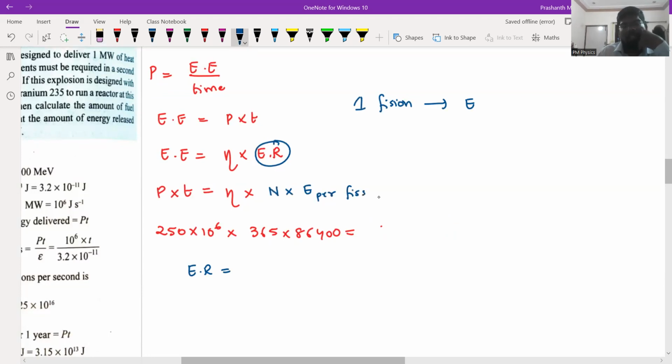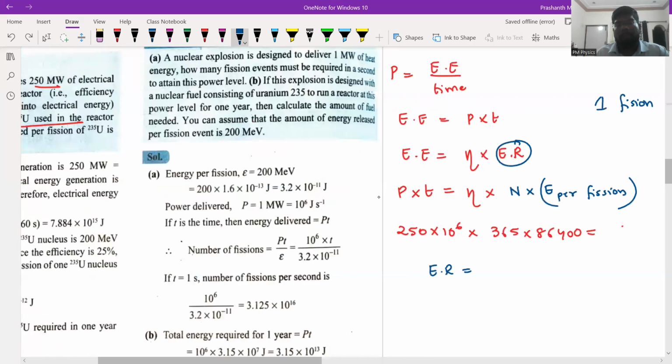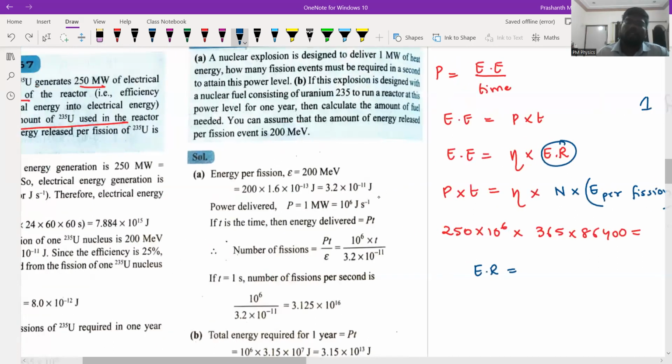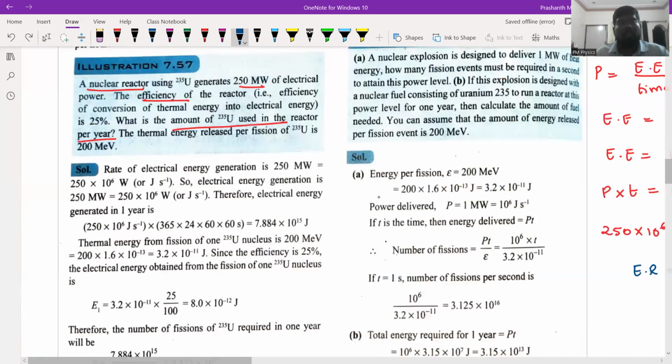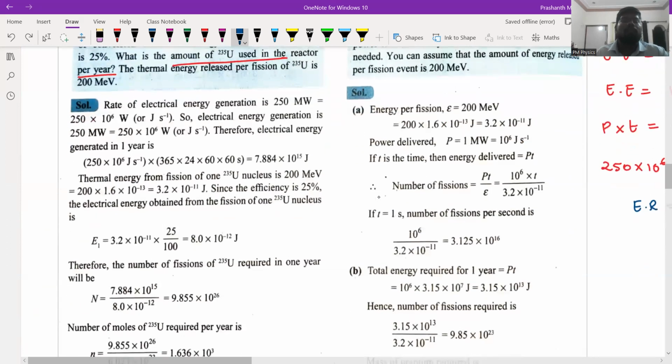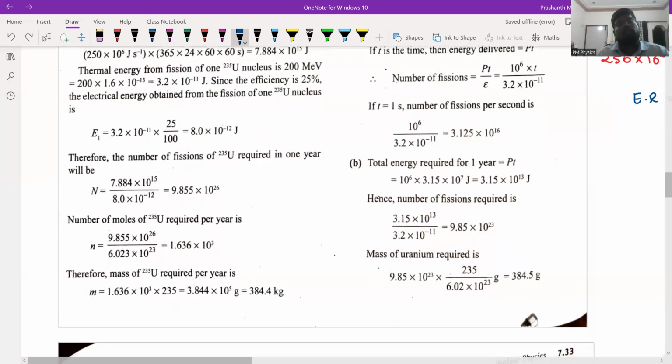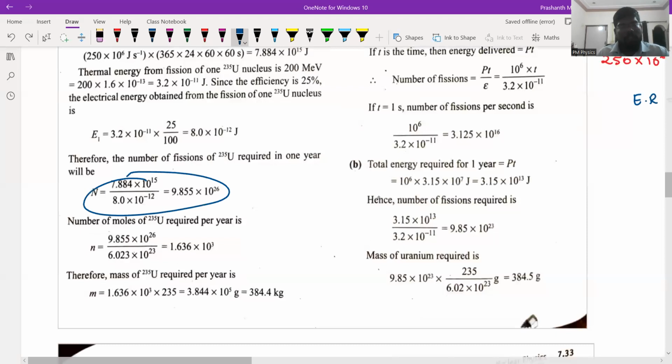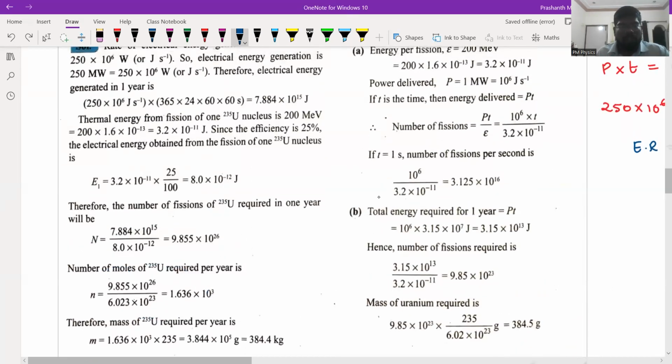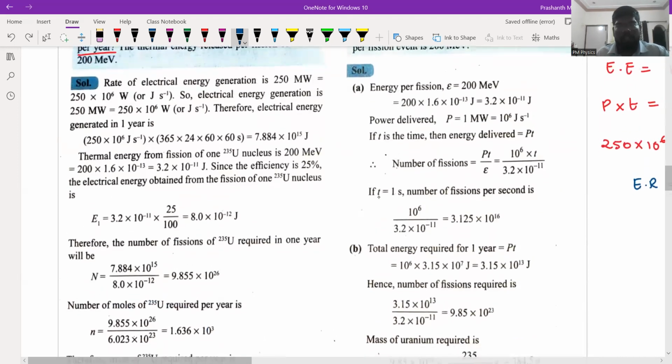We should take it. Now we know this value. Now we'll get the number of fissions. If you know the number of fissions, then that is the number of atoms required. If you know the number of atoms, then we'll know the number of moles required. We'll know the number of fissions, then the number of atoms, and then the number of grams or kgs. Understanding? How do we connect the things?